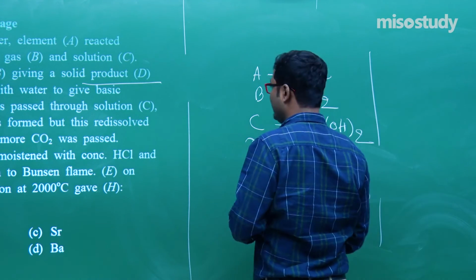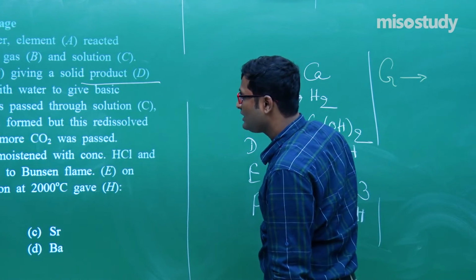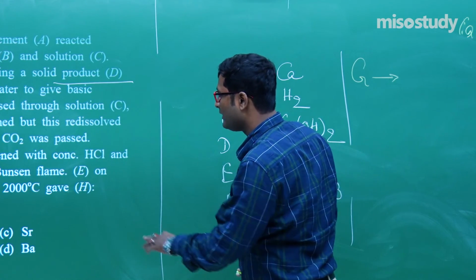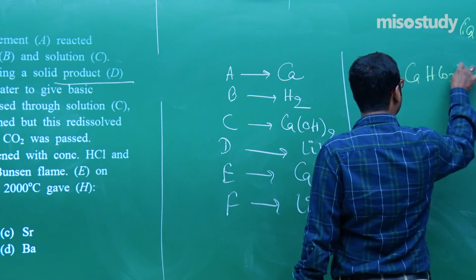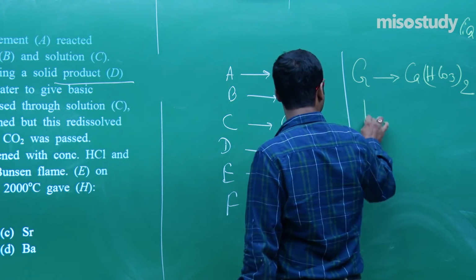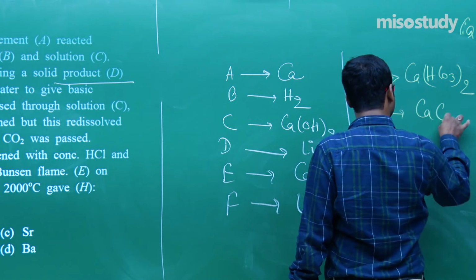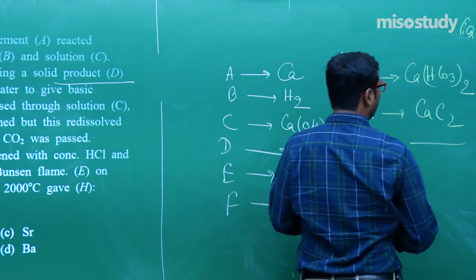Now what will happen? Now G is, tell me what is G? G is Ca(HCO3)2, and then H is CaC2. These are the products. Clear? Now wait for a moment.